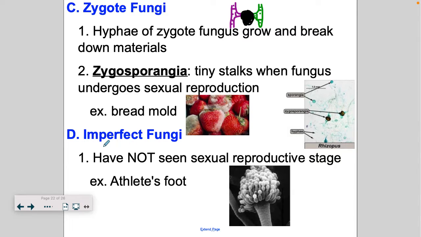The fourth type is called imperfect fungi because we have not seen what the reproductive structure looks like. And so your book talks about athlete's foot and a few other examples of imperfect fungi.